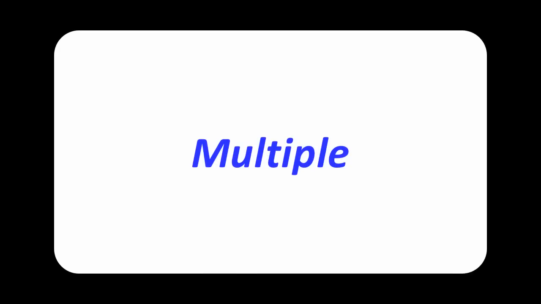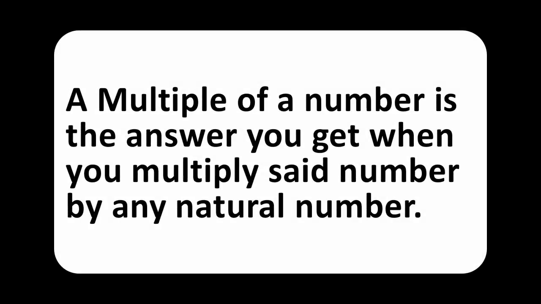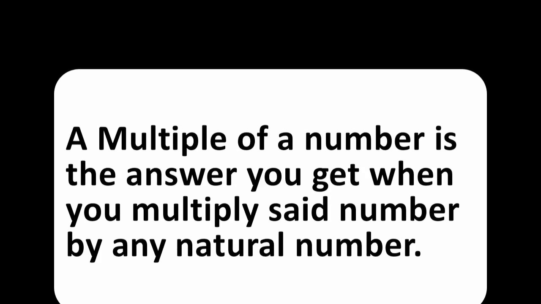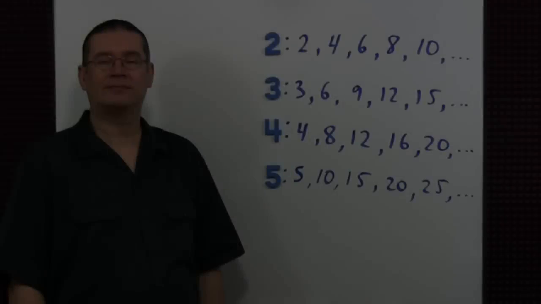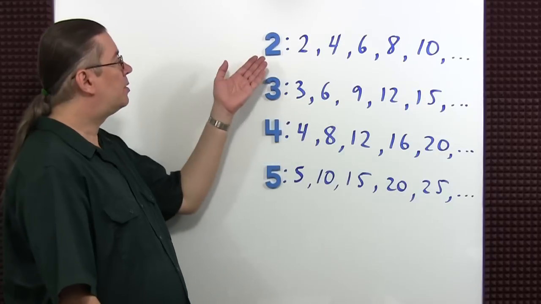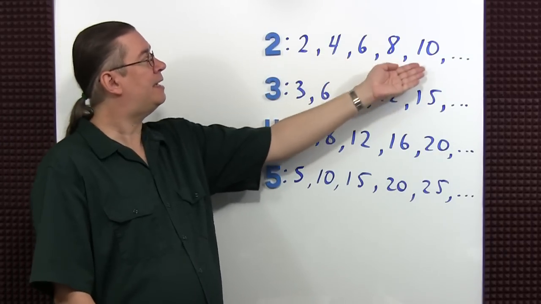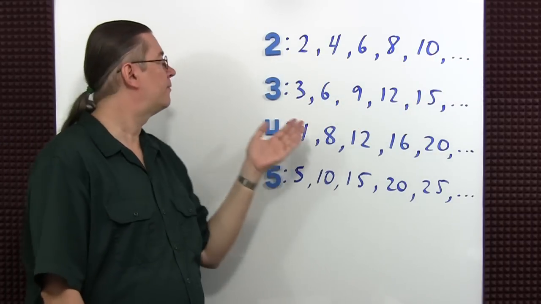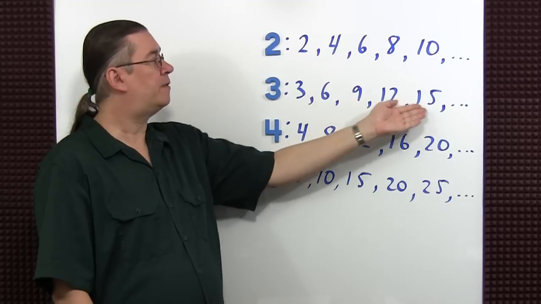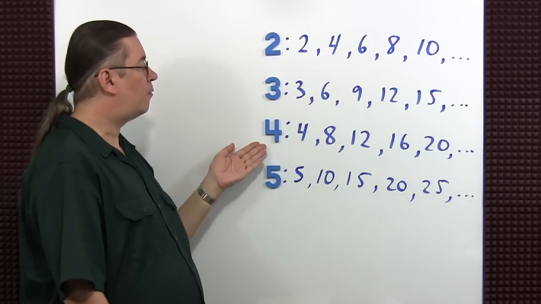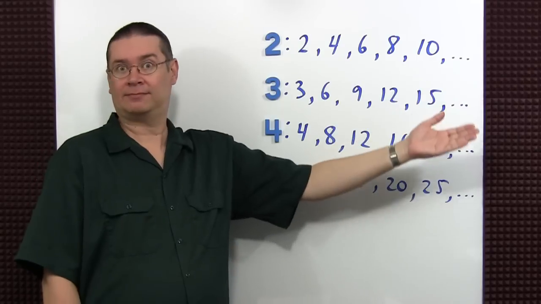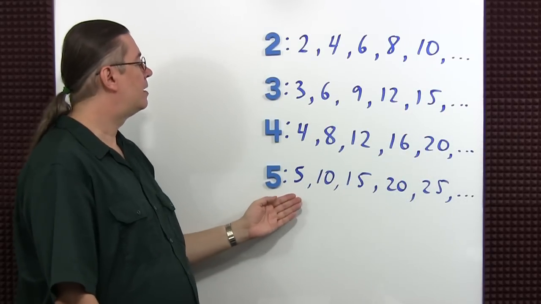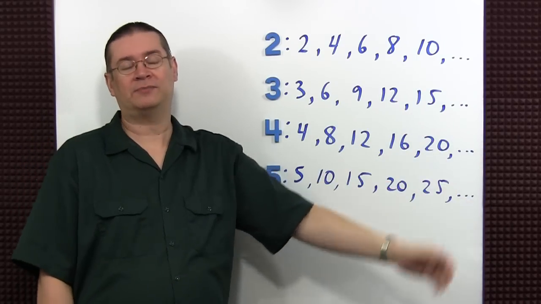Multiple. A multiple of a number is the answer you get when you multiply said number by any natural number. Let's do some examples. The multiples of 2 are 2, 4, 6, 8, 10, and it continues forever. For 3, 3, 6, 9, 12, 15, and so on. For 4, 4, 8, 12, 16, 20, etc. For 5, 5, 10, 15, 20, 25, and so on.